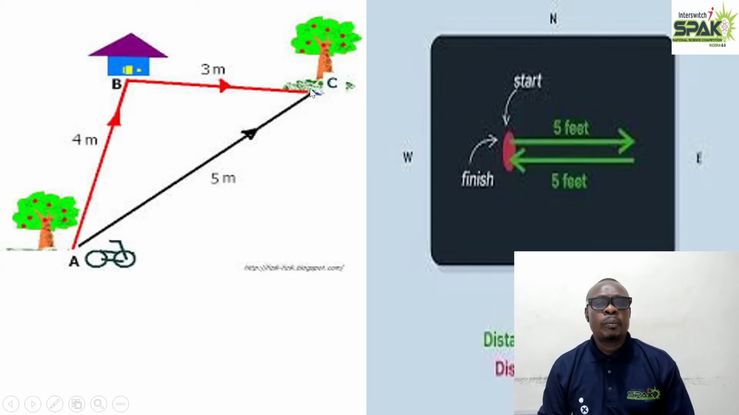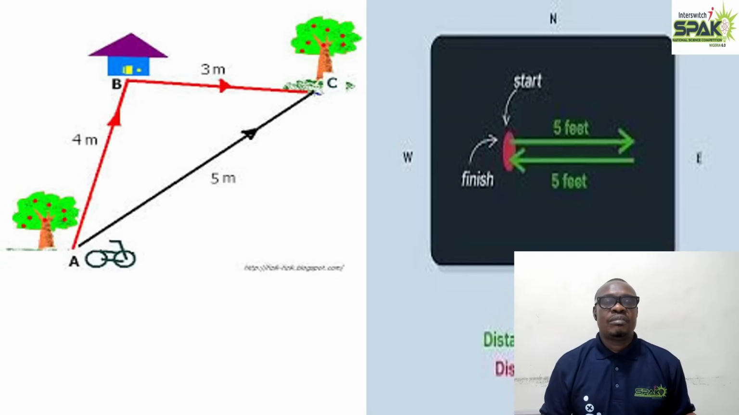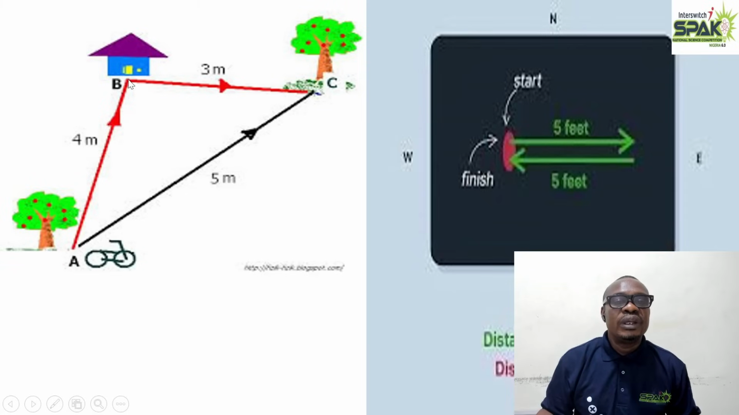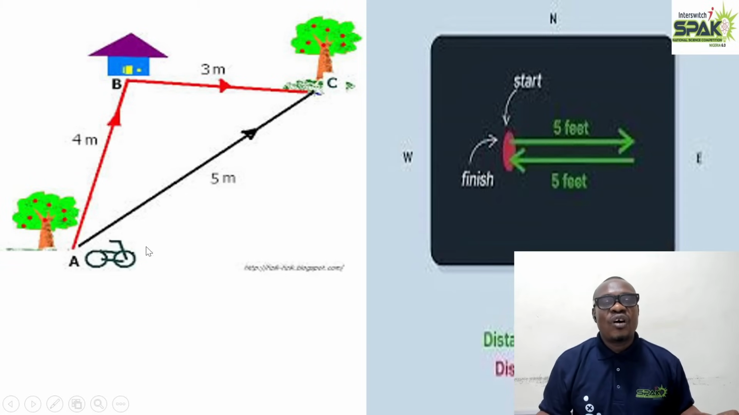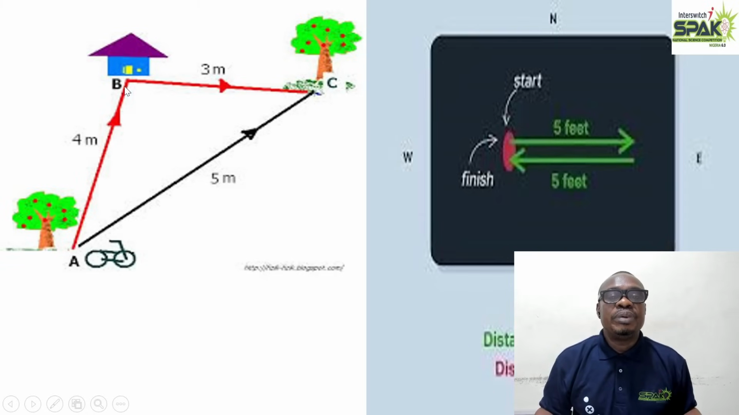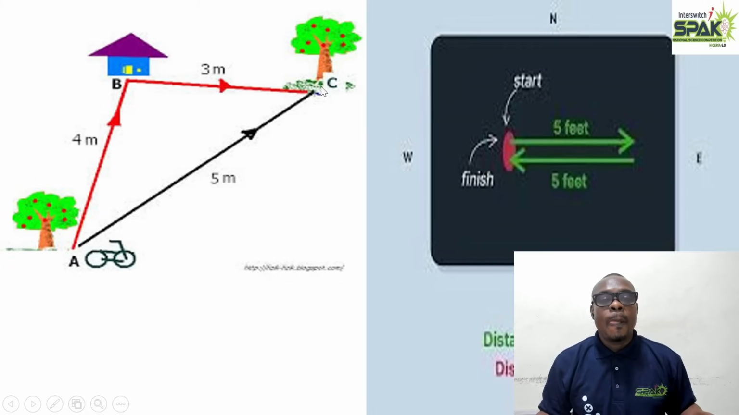Okay, now the question is, he started the journey from A, moved to B, then from B down to C. So what then is his distance? What distance did he cover? He started from this point, moved 4 meters to B, and from B down to C, meaning that he has covered 7 meters. That is A to B 4, then B to C 3.